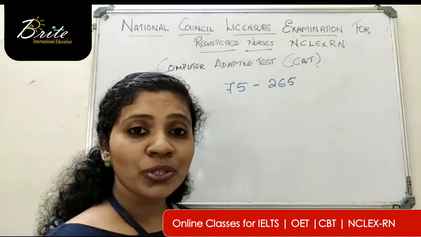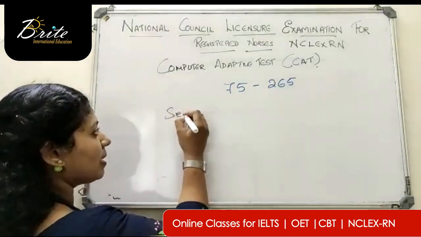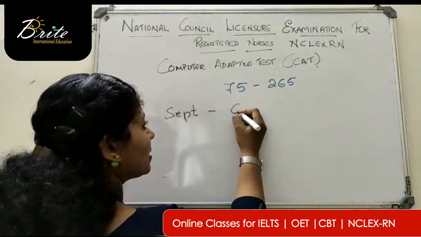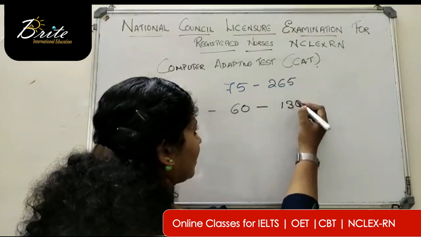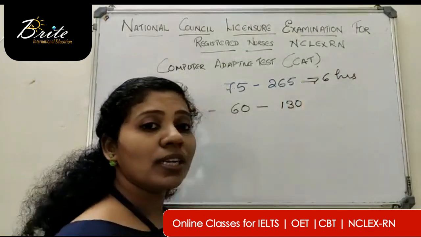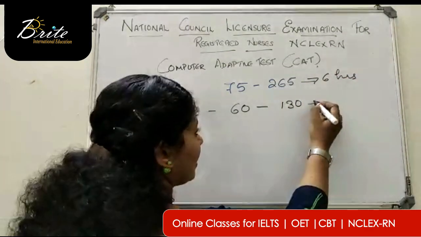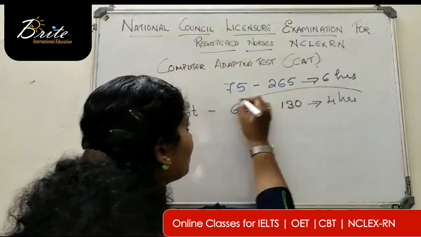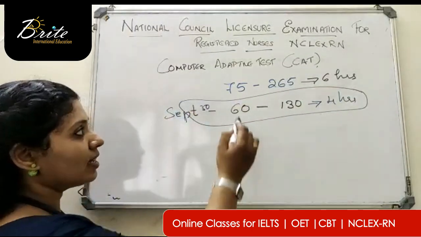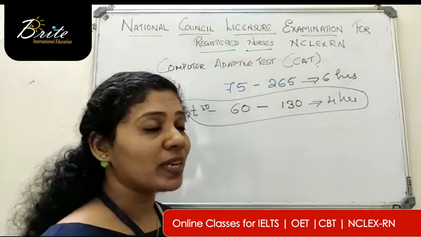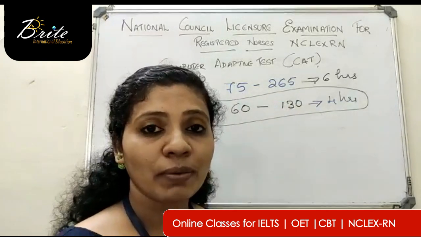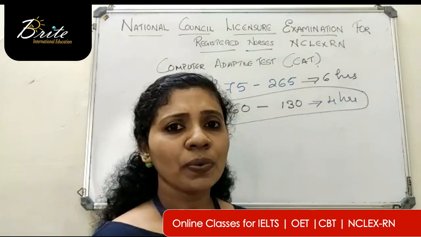Whereas now, due to the COVID-19 impact, until September, as per the rules, the number of questions has come down to 60 to 130. Previously it was up to 6 hours, whereas now the total time has also been reduced to 4 hours. This is only because of the COVID-19 impact until September 30. Or else, usually the NCLEX-RN number of questions ranges from 75 to 265 and the total time is 6 hours.